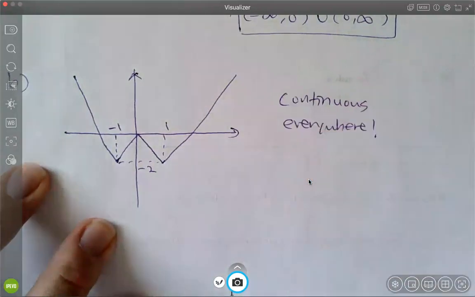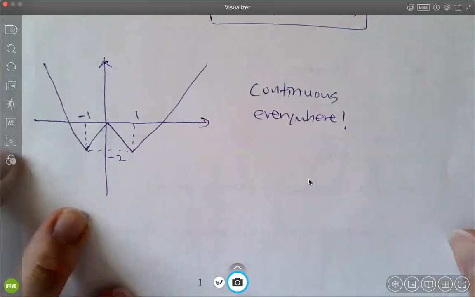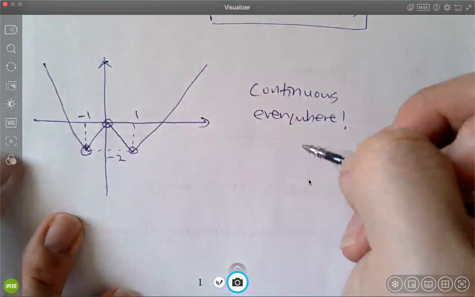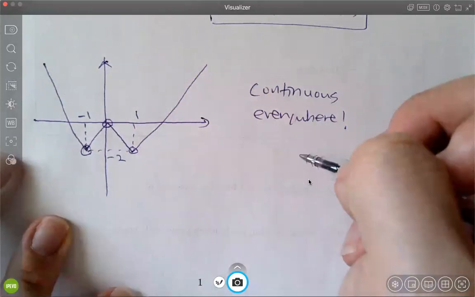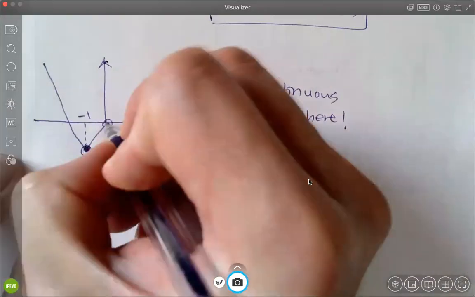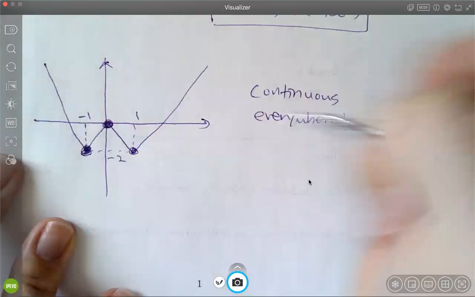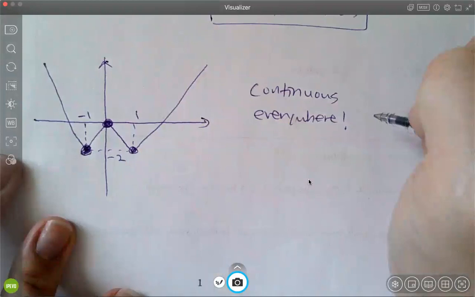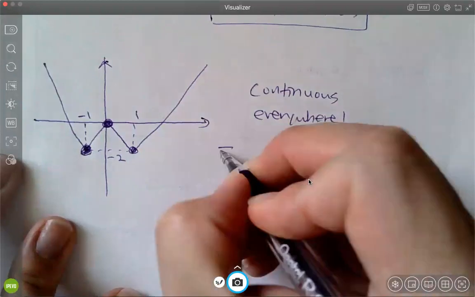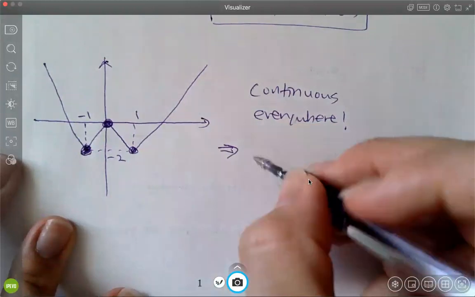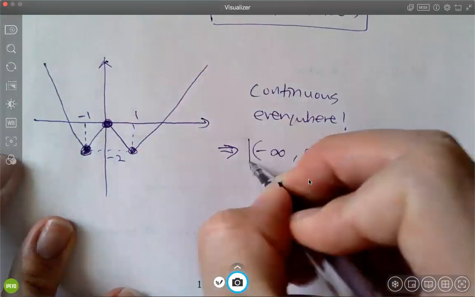So yes, people are bothered by these sharp points right there. But remember, sharp points are okay, because that's not part of the continuity. These three points, even though they are transition points, are fine. As long as your graph doesn't have any break, jump, or empty holes, you're good to go. So what is the interval notation? Negative infinity, comma infinity. Yeah, everything.